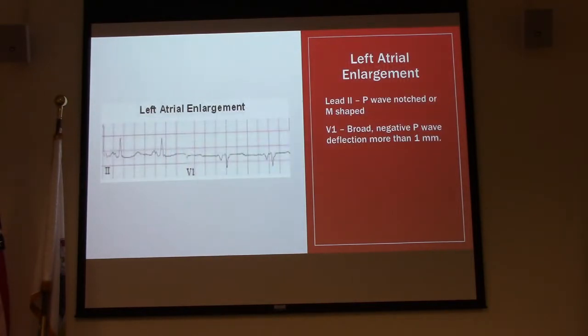Then if we see left atrial enlargement, if you look in lead 2, you're going to see a notched P wave, or it looks more like an M, if you will. We generally will see left atrial enlargement, again, secondary to left ventricular hypertrophy, meaning that the left ventricle is having to pump against the systemic vascular resistance pretty hard. And so everything just kind of backs up. It would not be uncommon to see a patient with pulmonary edema if they had left atrial enlargement.